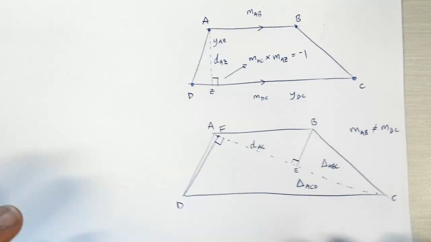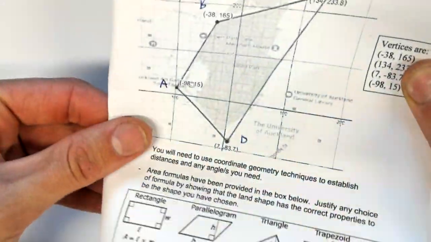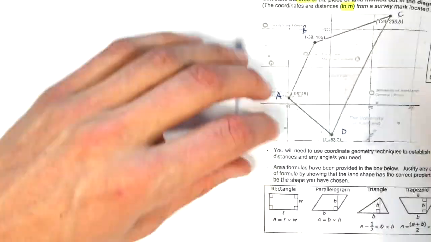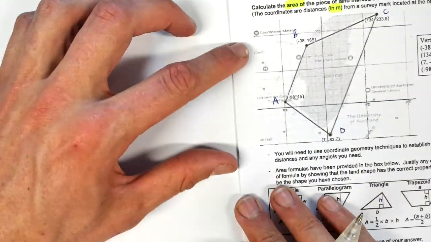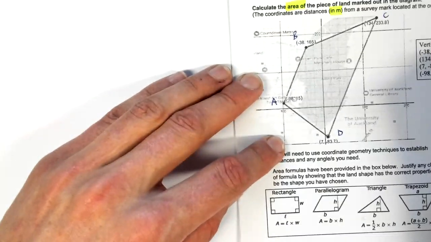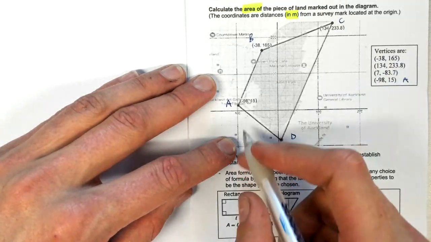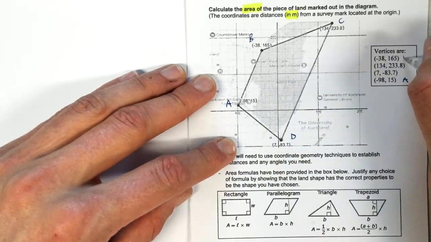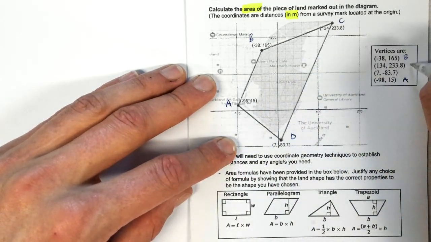I'm just going to discard this piece of paper, so then I can show you, I want to fold this up, because we're going to need these coordinates at hand. It'd be quite helpful to have them there. I'm just going to label them over here. So I labeled them stupidly. A, B is the one that starts with negative 38, C is the one that starts with 134, and then D is the only one left.